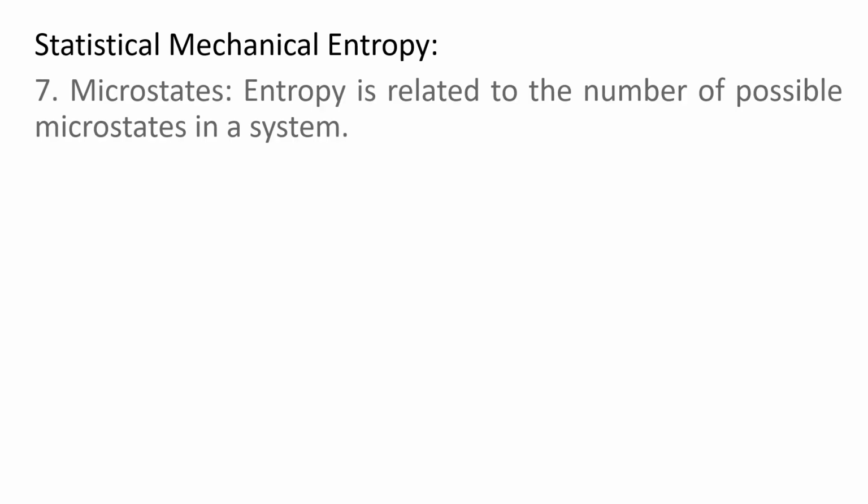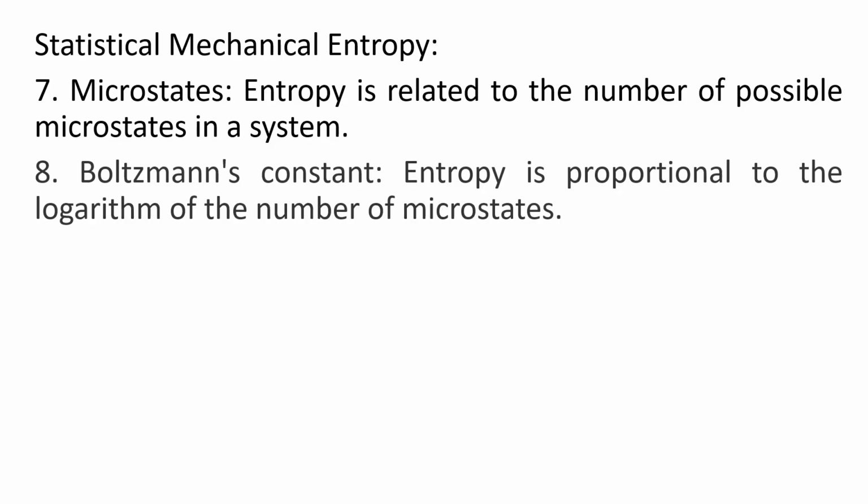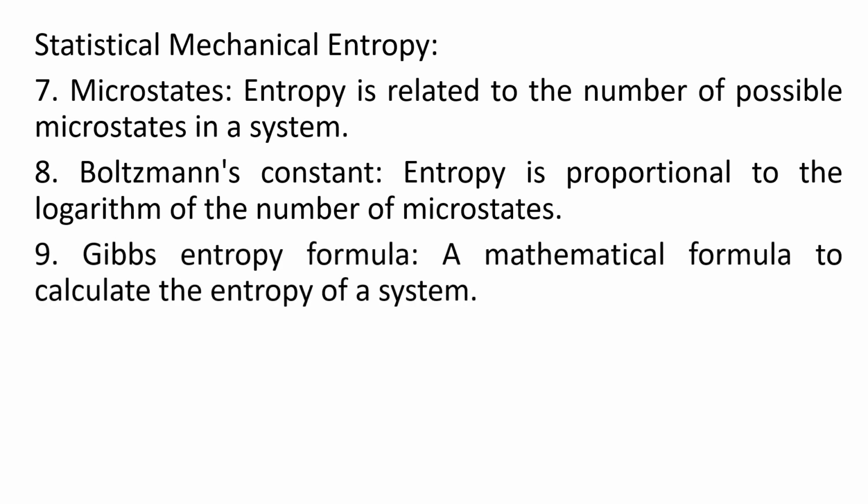Next, statistical mechanical entropy. Number seven, microstates. Entropy is related to the number of possible microstates in a system. Number eight, Boltzmann constant. Entropy is proportional to the logarithm of the number of microstates, from where Boltzmann theory is formulated. And number nine, Gibbs entropy formula. It is another mathematical formula to calculate the entropy of a system.